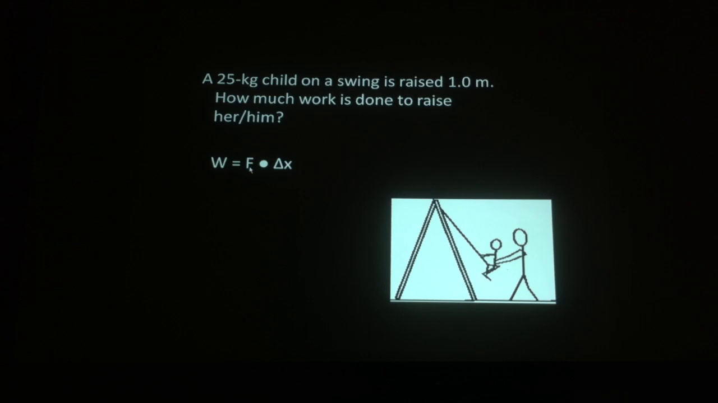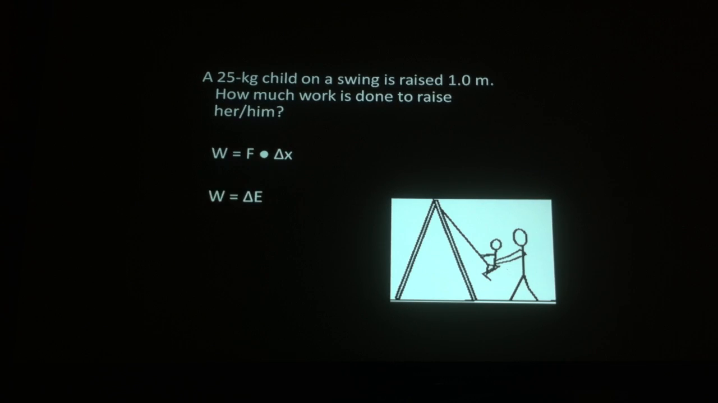Now, we don't know what force the adult applied and we don't know the distance the adult applied the force, because the force is being applied in this direction, and the distance is a semicircular arc. We don't know the distance. So you might think, well, we can't calculate the work done. But actually that's not true, because recall that work done can be calculated by force times the distance through which the force is applied, or by calculating the change in energy.